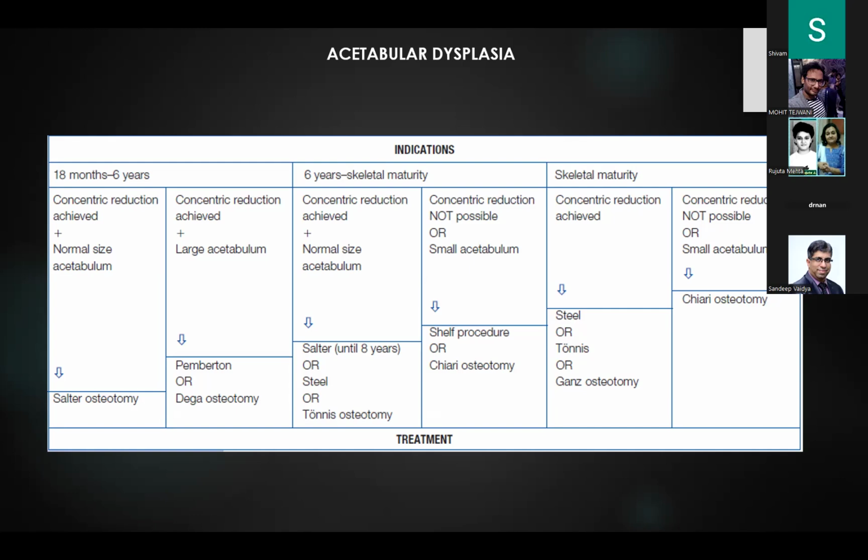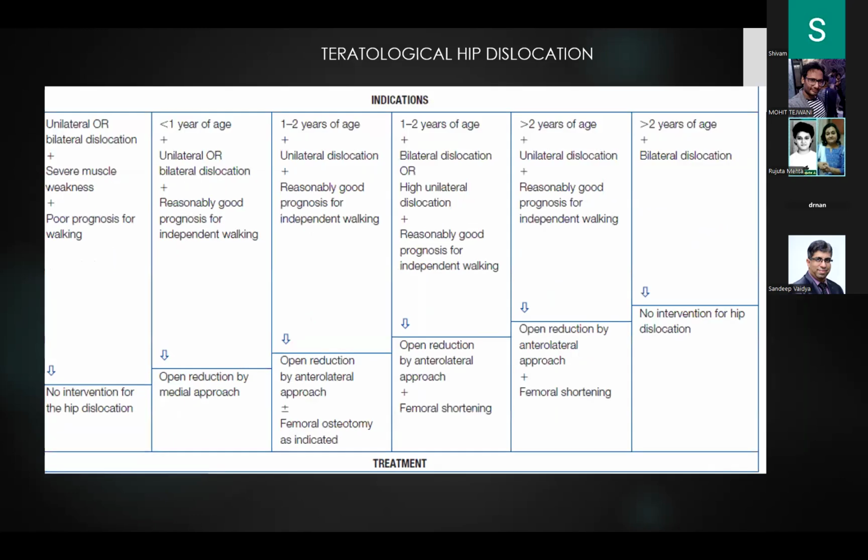And if concentric reduction is not possible or the acetabulum is small, then a salvage procedure like a shelf osteotomy or Chiari's osteotomy may be needed. At skeletal maturity, if concentric reduction is achieved, we can either do a triple or a periacetabular osteotomy of Ganz. If concentric reduction is not possible, then a salvage procedure is attempted, usually a Chiari's osteotomy.